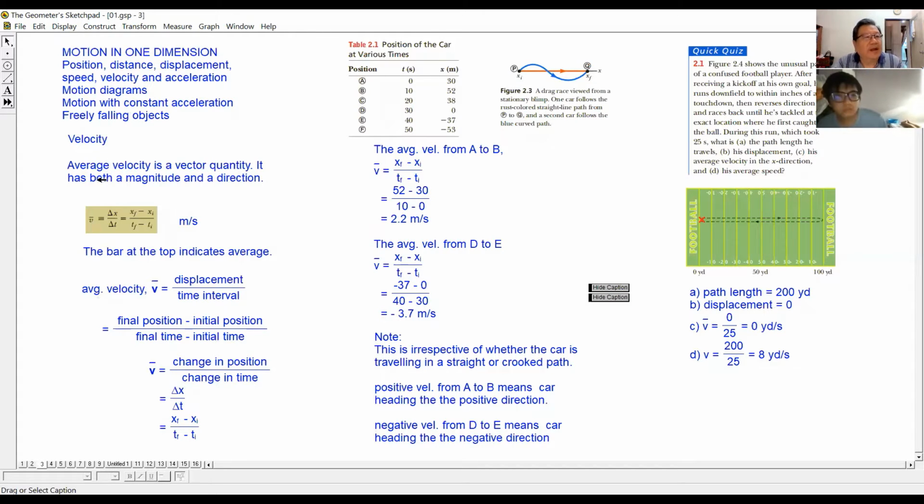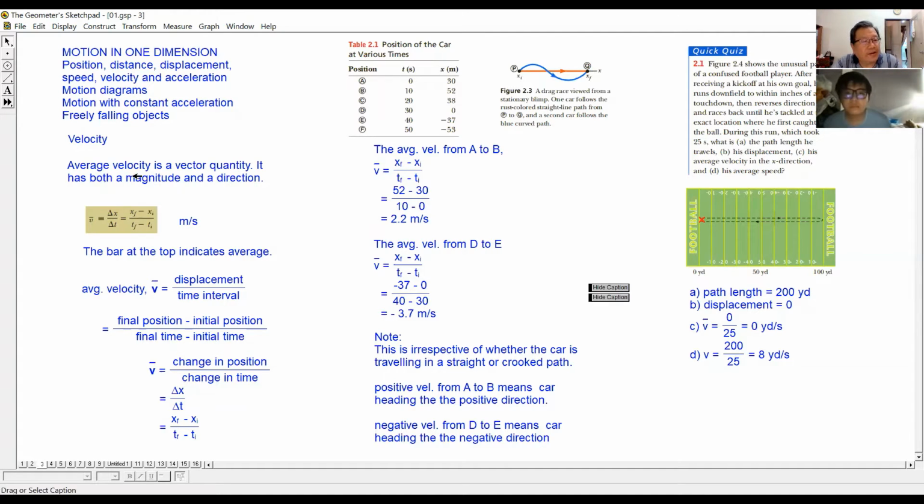Then velocity is defined as the change in displacement, the final displacement minus the initial displacement, divided by the change in time. The change in time is the final time minus the initial time.